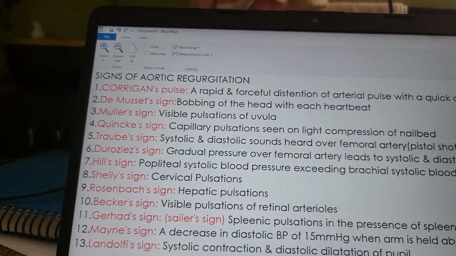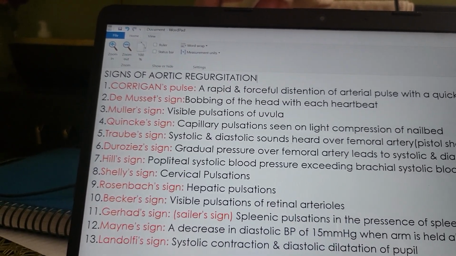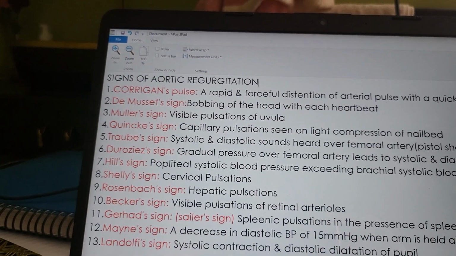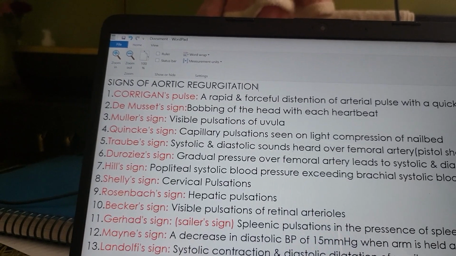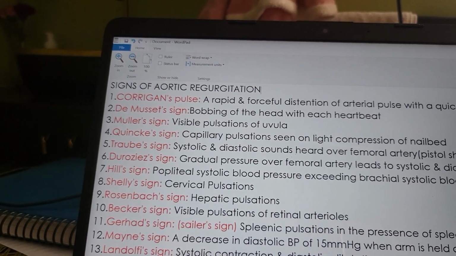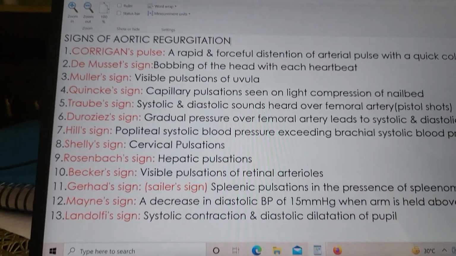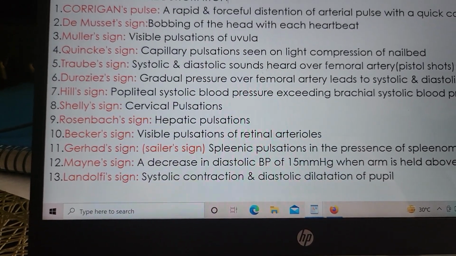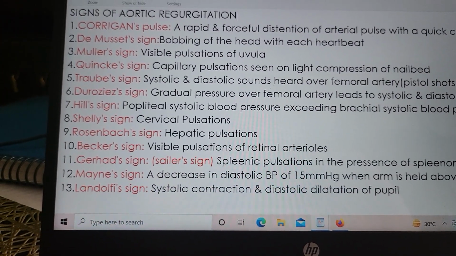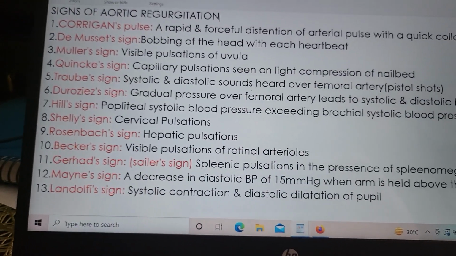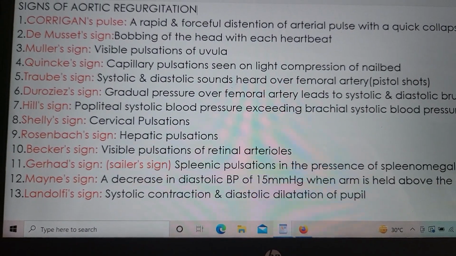Uvula pulsations is Muller's sign. And visible pulsations of retinal arterioles is Becker's sign. Mènard's sign is a decrease in the diastolic BP by 15 millimeters of mercury when the arm is raised above the head. This is not that significant, but we need to remember this. It is Mènard's sign, decrease in diastolic BP by 15 millimeters of mercury when the arm is held above the head. The next one is Landolfi's sign.